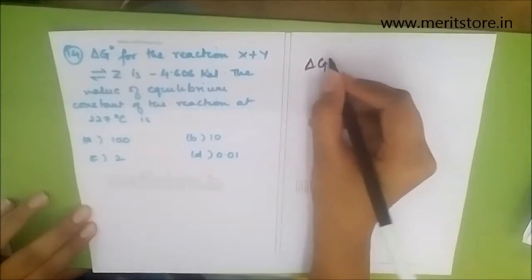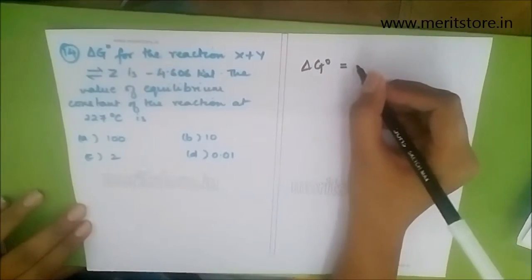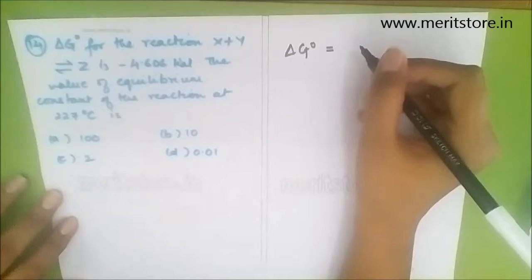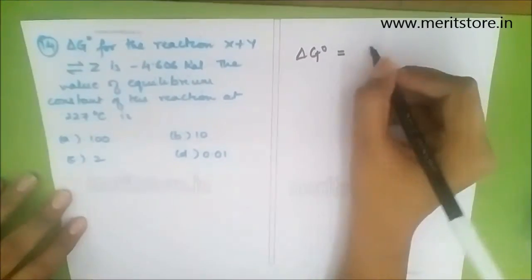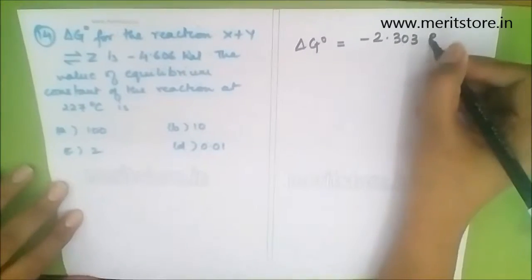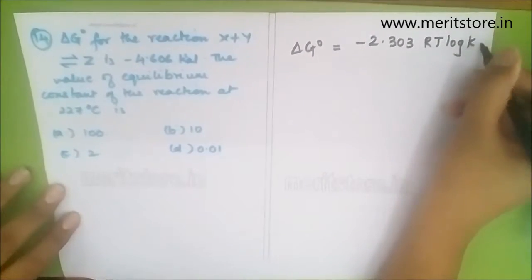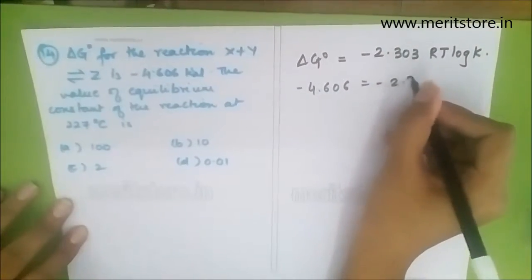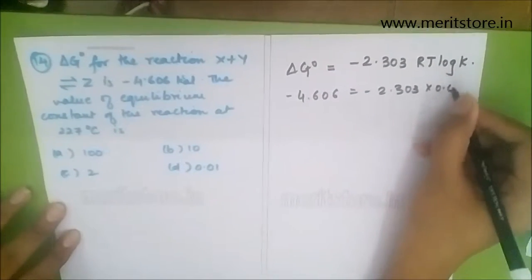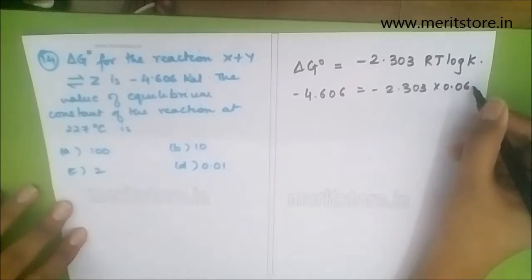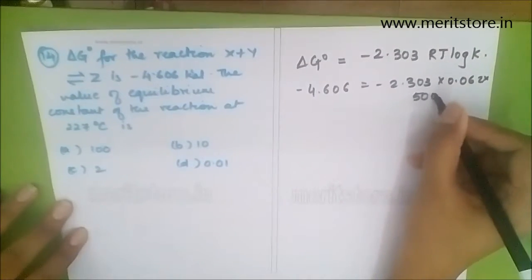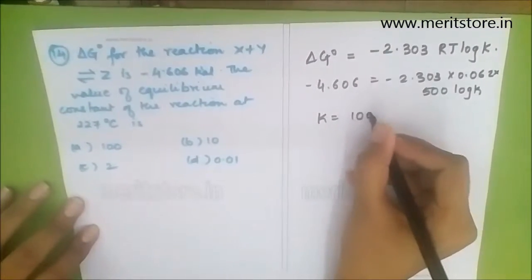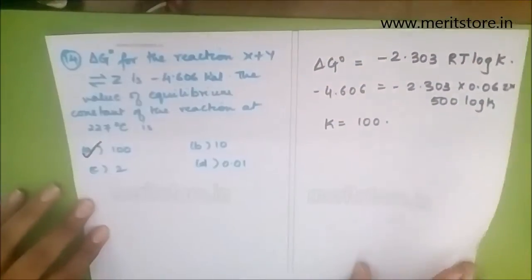Now going for the formation of the free energy, going for the relation between the Gibbs free energy and the equilibrium constant, the equation can be given as, substituting the values, the final value of K we get is 100. So the correct option here is A.